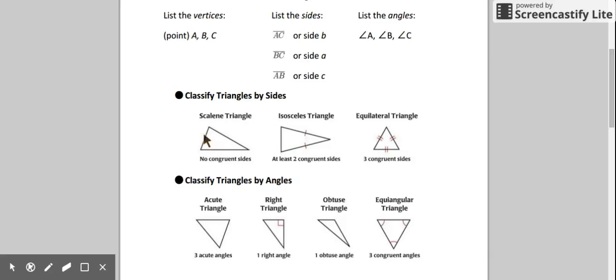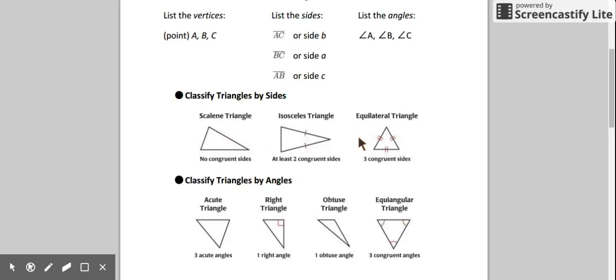Over here on the scalene triangle, I could put one hash mark here, two hash marks here, and three hash marks here. So because I have different hash markings, I don't have any congruent sides. Or we could just simply not put anything there.